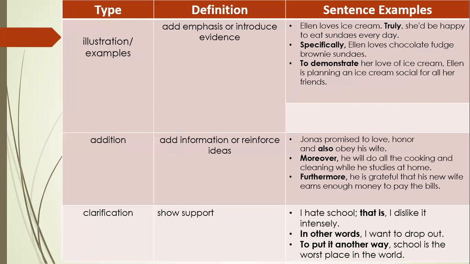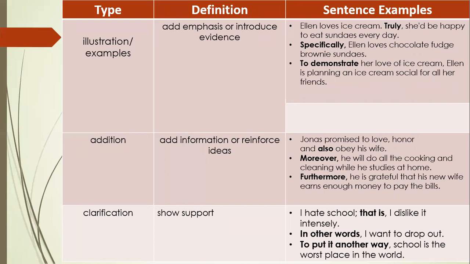The next is illustration or examples. Most of the time when we write something, to demonstrate, for example, these are the words used for illustration, or even truly, specifically, to demonstrate. These are also examples of illustration. Addition: when we talk about addition, this transition device adds information or reinforces ideas, like Jonas promised to love, honor, and also obey his wife. Also, moreover, furthermore. These are all examples of addition.